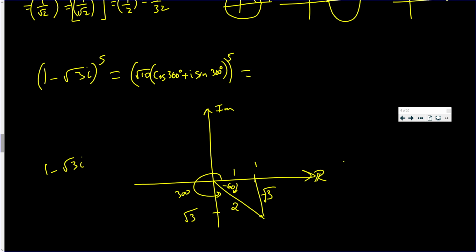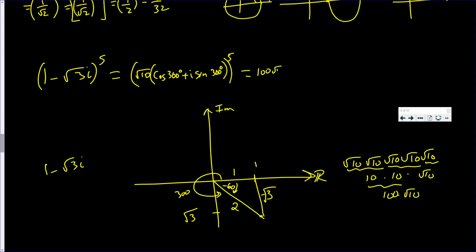So now, what is the square root of 10 times itself 5 times? 5 times isn't that much, I'll write it down. Radical 10 times radical 10 is 10. 10 times radical 10, 10 times 10 is 100 times radical 10. It's 100 radical 10. And these angles get multiplied by 5. So we get the cosine of 1500 plus I times the sine of 1500.